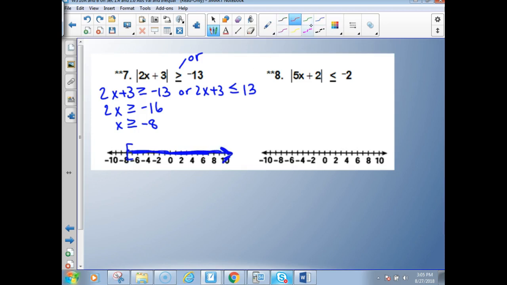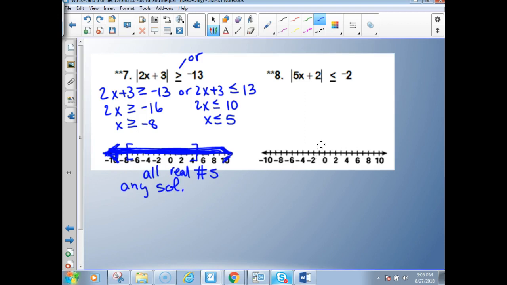Well, now I'm going to do the other part. So I'm going to subtract 3. I get 2 times x is less than or equal to 10. Divide by 2, x is less than or equal to 5. So that would be from 5 on down. So when I put these together, because it's an or, I get the whole number line. Another way to say it is all real numbers or any solution.